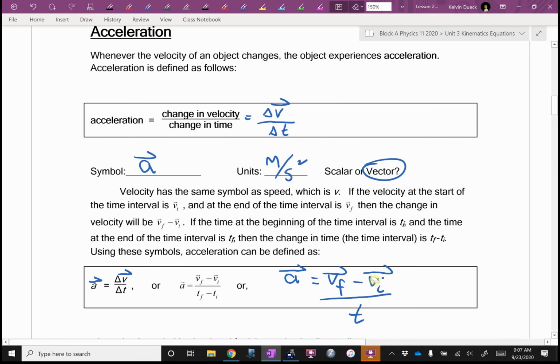And you can kind of see it hidden in the formula because velocity is meters per second. Time is seconds. Velocity has the same symbol as speed, which is V. If we call the velocity at the start, when we start our stopwatch, VI, initial velocity, and at the ending, VF, final velocity, then the change in will be final minus initial. See how we're putting everything together? Good. And if we call time initial and time final, the change in would be that, but we just typically write it that way.